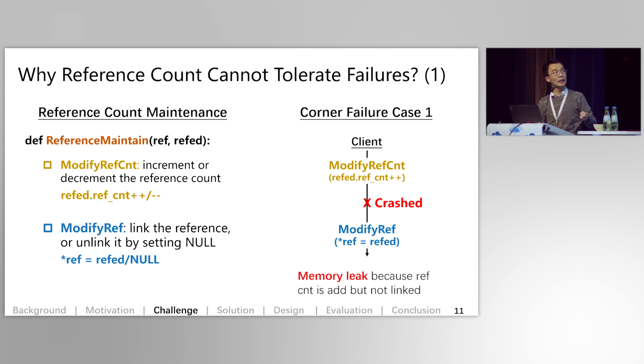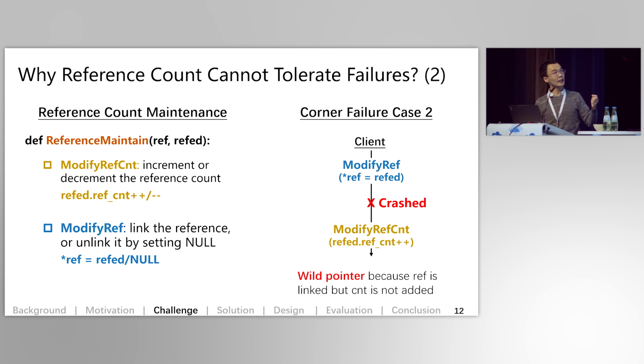For example, if we increment the reference count first, but we are not able to link the reference because of a crash, we are looking at a memory leak, because this incremented reference count will never become 0 in the future. And similarly, if we link the reference first, but are not able to increment the reference count, we will look at a wild pointer problem, because the space may be reclaimed automatically in the future.